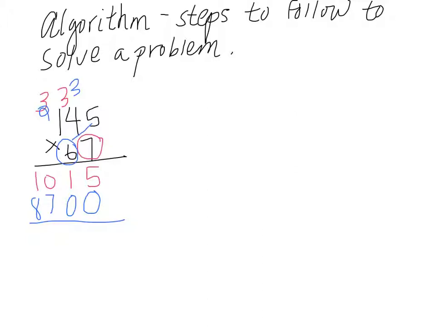At this point, we now need to add those two products together. So we'll get 5 plus 0 is 5, 1 plus 0 is 1, 0 plus 7 is 7, and 1 plus 8 is 9, which gives us a grand total of 9,715.